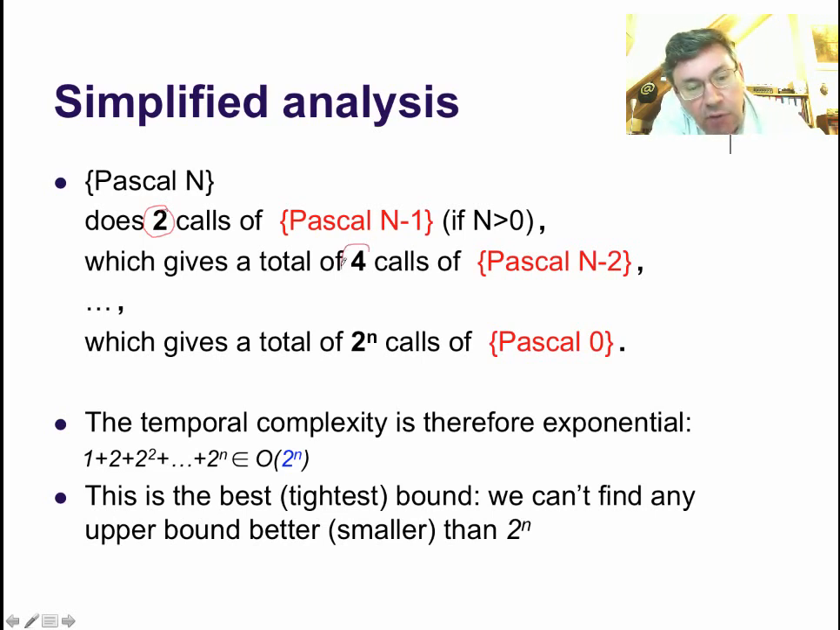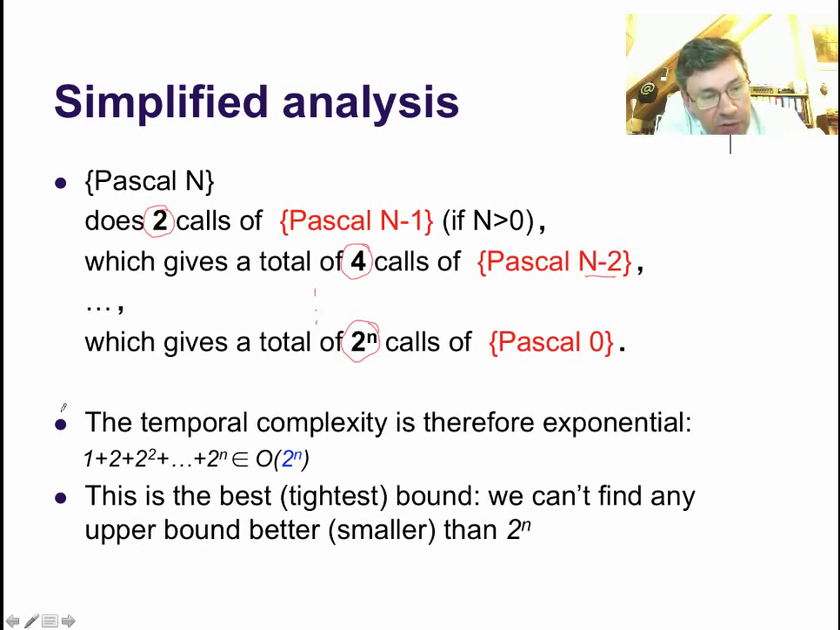And this gives a total of 4 calls of Pascal n minus 2, because Pascal n minus 1, each of them calls Pascal n minus 2 twice. And if we go down, finally, we get 2 to the n calls of Pascal 0. Notice I have not taken into account the time of execution of add list, shift left, and shift right. You can do this in a more sophisticated analysis, and you will notice it does not change the result.